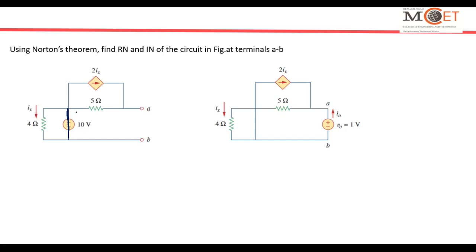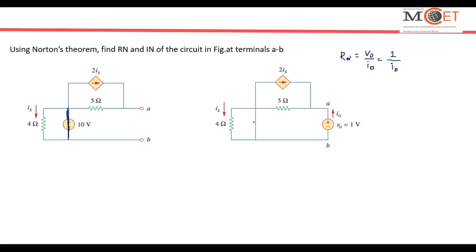After doing that, there is a dependent source still available. So to calculate the Rn, we apply a voltage of 1 volt at this AB terminal and calculate this I naught. Then Rn is equal to V naught by I naught, where V naught is 1 volt because we are applying it, and I naught I calculate. Now I want to find out this I naught.